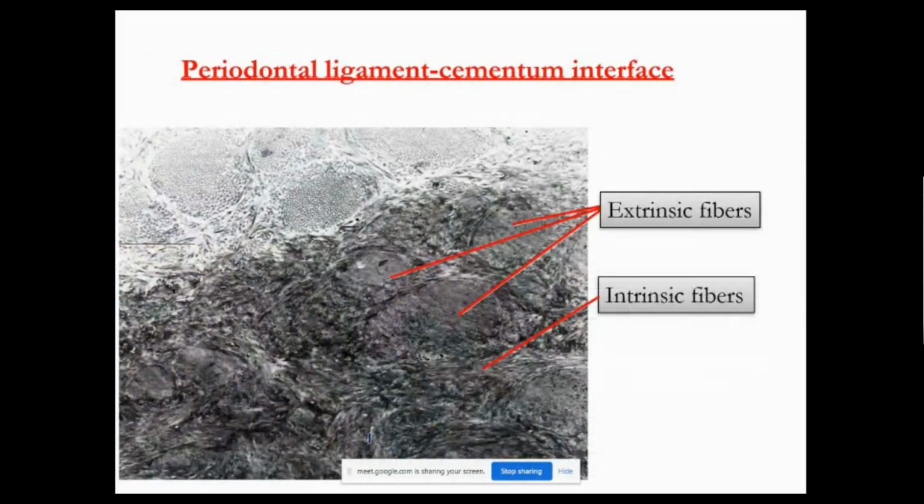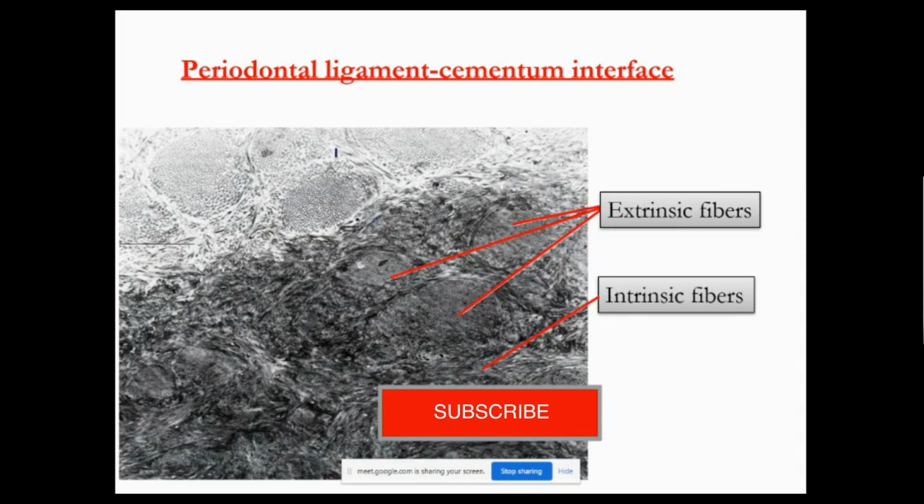So the interface between the periodontal ligament and the cementum is shown here. These are the extrinsic fibers, and this is your intrinsic fiber. Intrinsic fiber is formed by the cementoblast itself, whereas the extrinsic fiber is derived from the periodontal ligament, which is an external source.